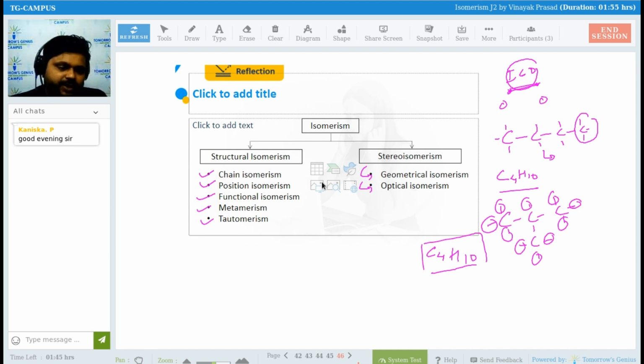So now see about the chain isomerism. Although what I have discussed just now is a part of structural isomerism only, right? So if you want to write the definition, then you can see from here.